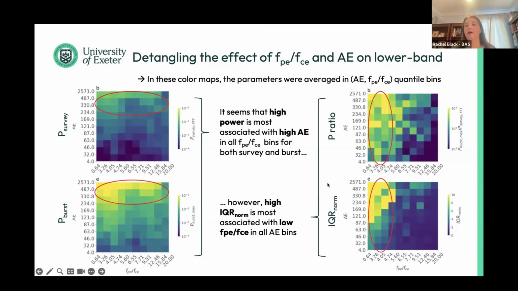However, if we then look at our variability statistics, particularly focusing on the normalized interquartile range, we see almost the opposite, that our highest variability waves are almost entirely controlled by this ratio, that as we go along the row, this value of the variability decreases for each activity level. So this suggests that whilst the power of the chorus wave is being controlled by the activity level, the variability of this chorus wave is actually more highly associated with the plasma conditions in which the chorus wave has been observed.